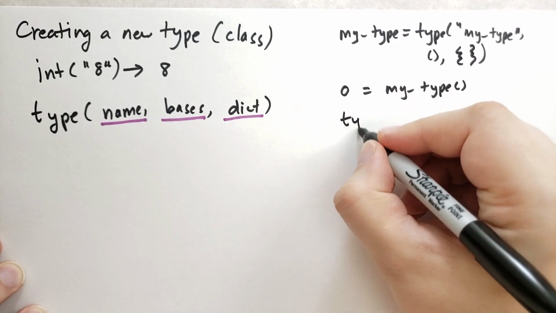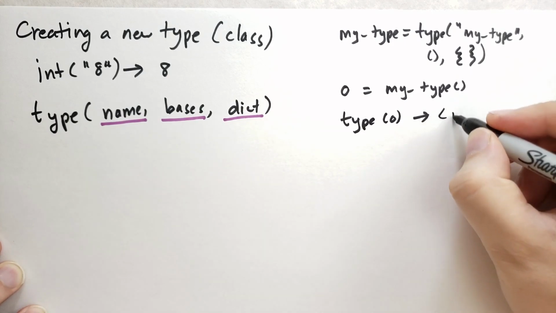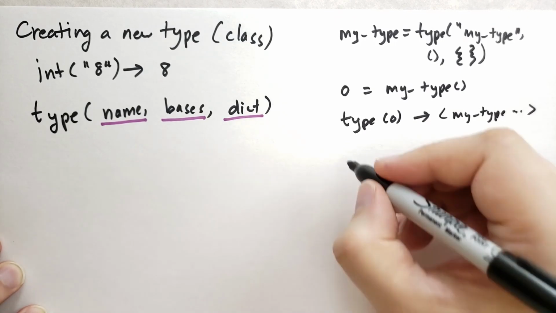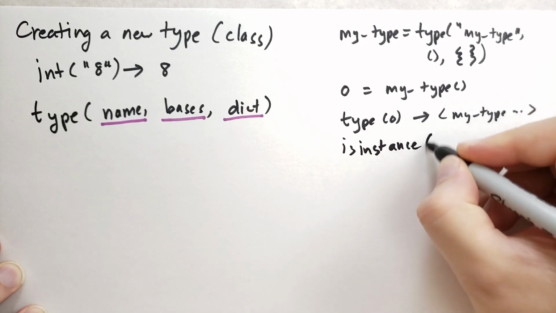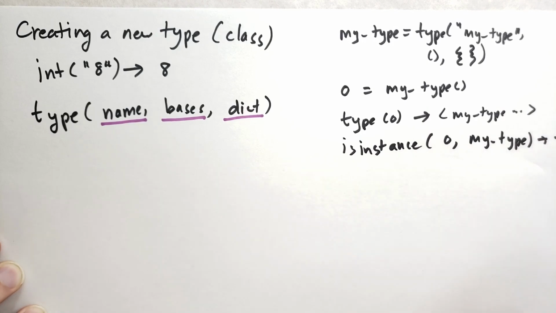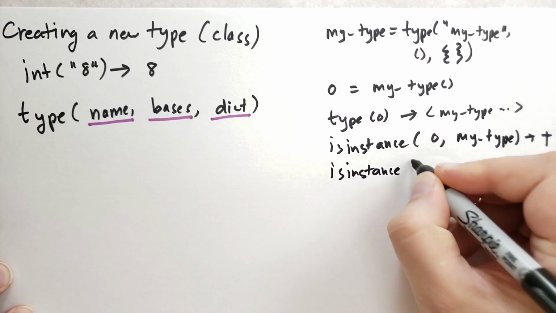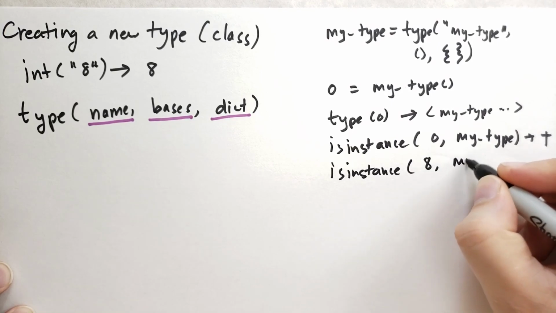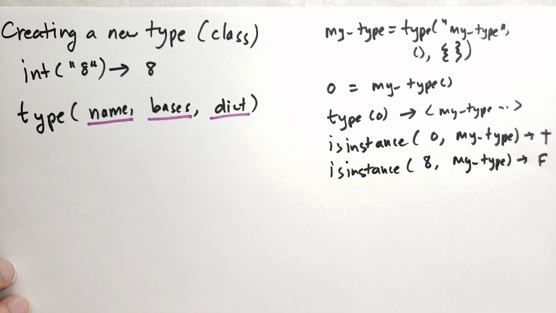And we'll see that when we say type of that o object, it's going to give us back myType. Then if we say is o an instance of myType, that's obviously going to say true. What about, let's say, is the number 8 an instance of myType? That should be false, right? Okay, and that's how that works.